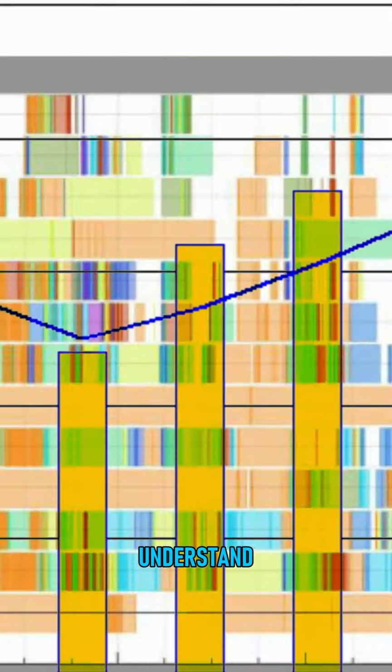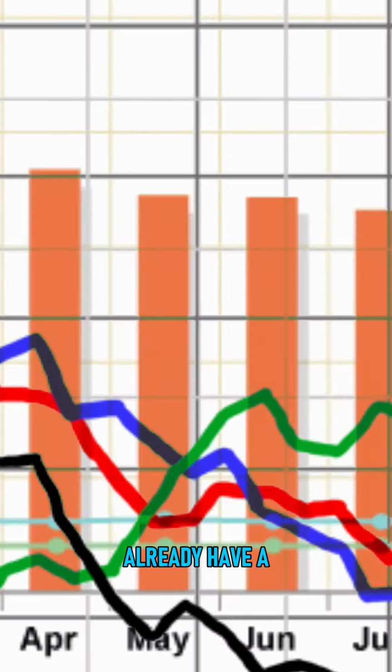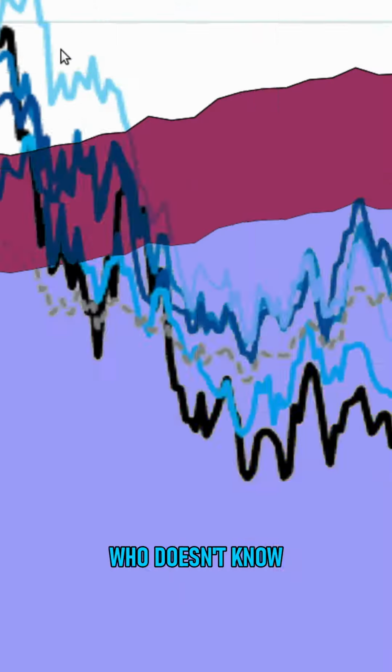So if you do understand historical data of the S&P 500, you are going to already have a slight edge over someone else who doesn't know this historical data.